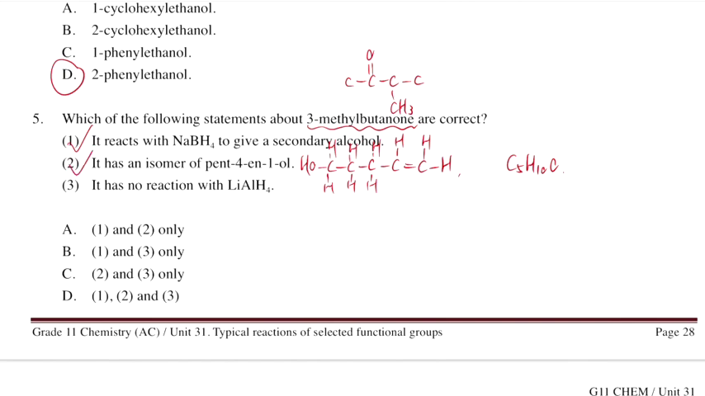And lastly, the last statement, it has no reaction with lithium aluminium hydride. If we put this 3-methylbutanone with lithium aluminium hydride in dry ether and then react with an acid, we can reduce it to an alcohol. So that's a wrong statement. So the correct answer should be A.